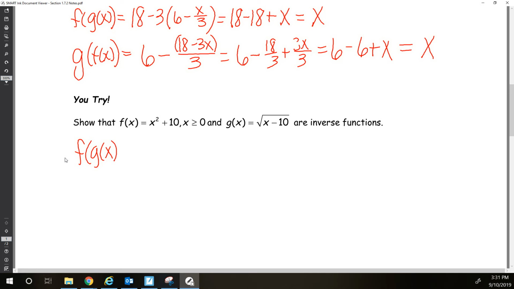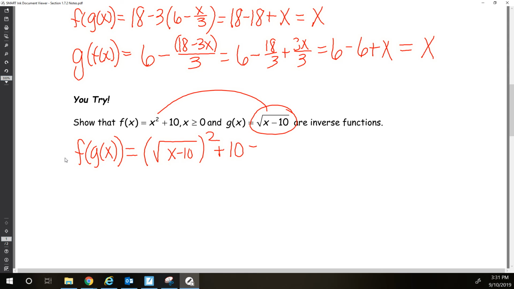I'm going to do f of g of x first. So I'm going to take this guy and plug it in here. So it's going to be the square root of x minus 10 squared plus 10. Well, what happens to the square root of the square? They cancel each other out, right? So then I have x minus 10 plus 10. 10 minus 10 would be 0, and this is equal to x.